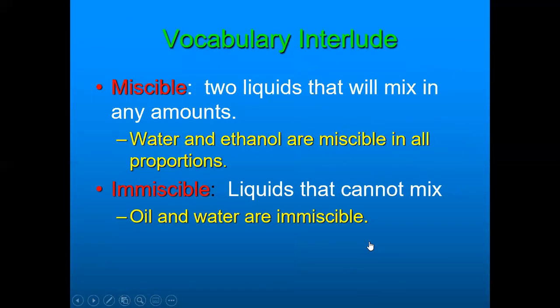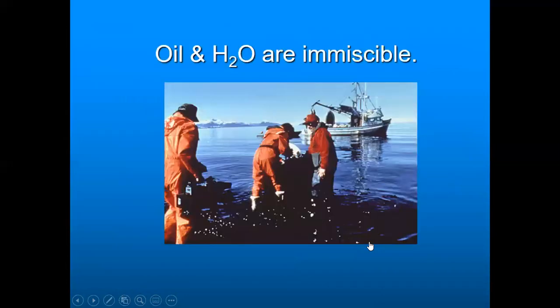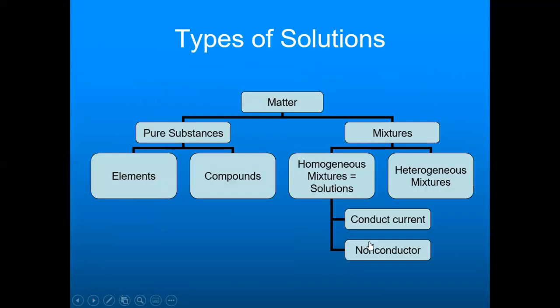Okay, you have to learn also about miscible and immiscible. When two liquids mix with each other, they are known as miscible. For example, water and ethanol are miscible in all proportions. Immiscible liquids cannot mix with each other. For example, oil and water are immiscible. Oil and water are immiscible.